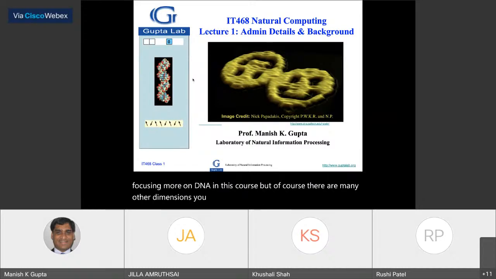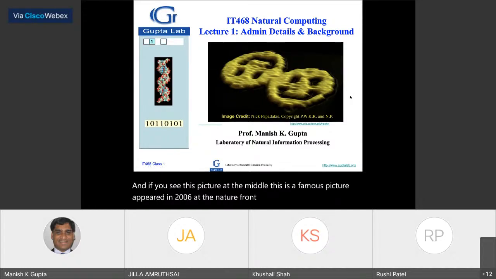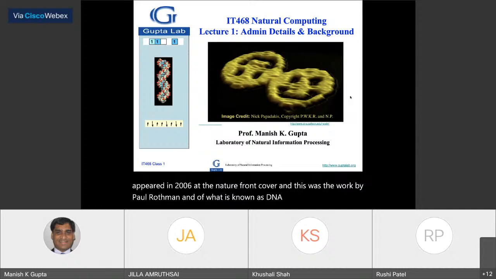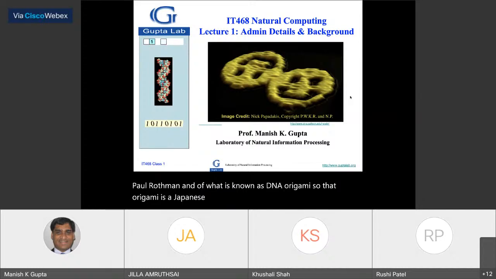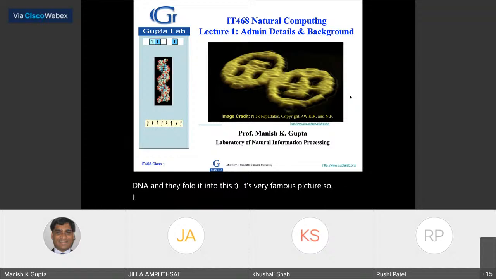If you see this picture in the middle, this is a famous picture that appeared in 2006 on the Nature front cover. It was the work by Paul Rothemund of what is known as DNA origami. You know that origami is a Japanese art of folding paper. Paul Rothemund and his group, rather than folding paper, used DNA and folded it into this smiley face. So it's a very famous picture. I hope you can do these things.